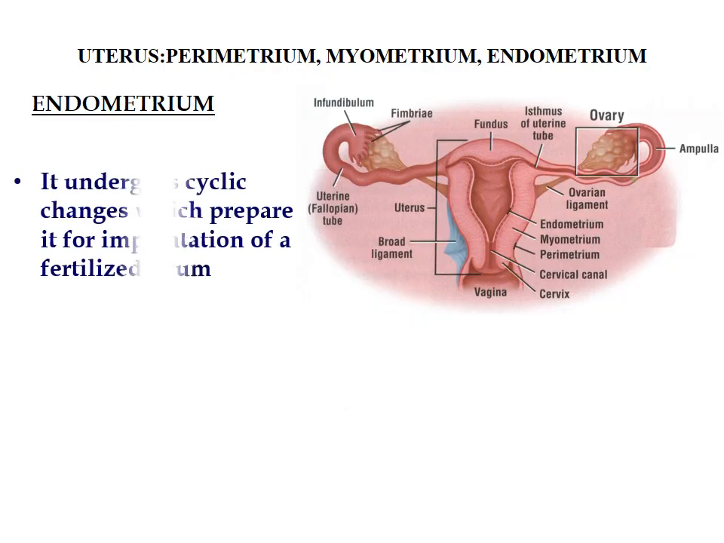The endometrium is undergoing cyclical changes which prepare it for the implantation of the fertilized ovum. Endometrium is the innermost lining. In the uterus, if you see, the perimetrium is the outermost. Myometrium is made up of muscle. Endometrium is the innermost.